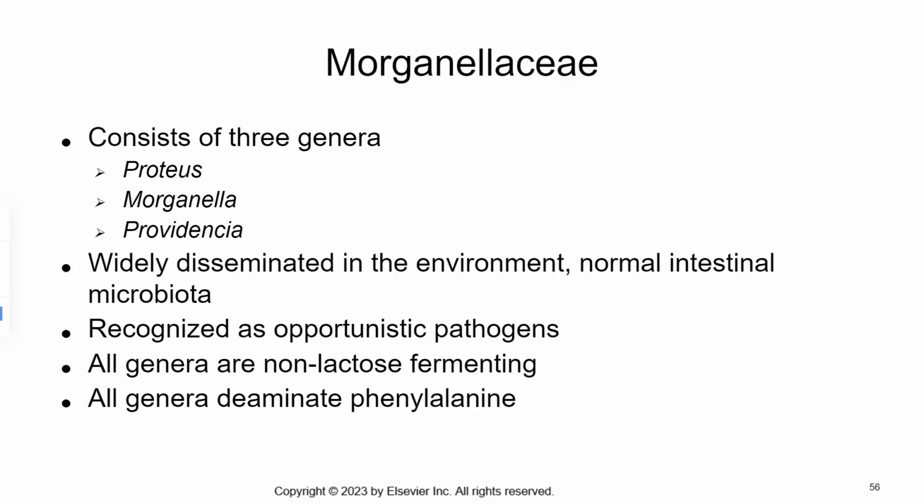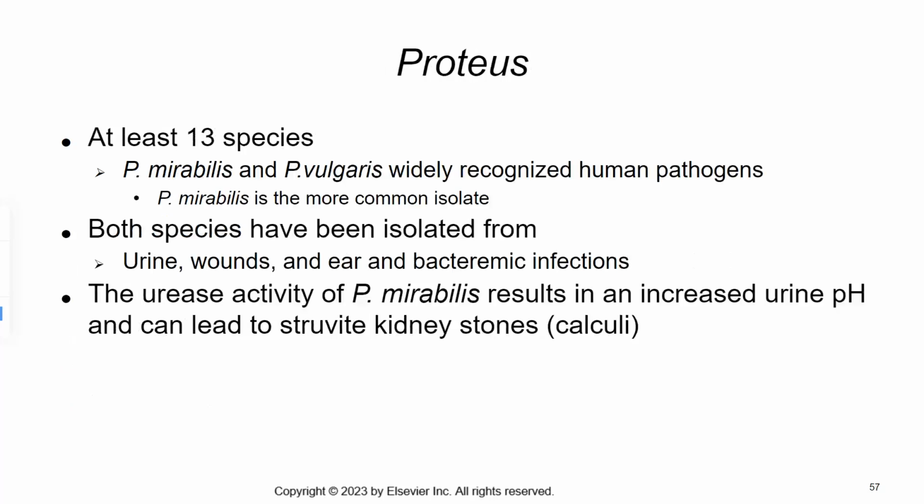Morganellaceae consists of 3 genera: Proteus, Morganella, and Providencia, widely disseminated in the environment and normal intestinal microbiota. It's recognized as opportunistic pathogens. All genera are non-lactose fermenting, and they deaminate phenylalanine. Proteus, there's at least 13 species. Mirabilis and vulgaris are widely recognized human pathogens. Both have been isolated from urine, wounds, and ear and bacteremic infections. The urease activity of Proteus mirabilis results in an increased urine pH and can lead to struvite kidney stones.